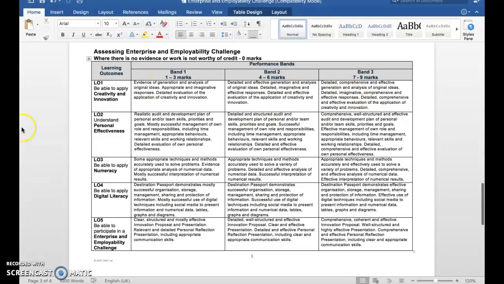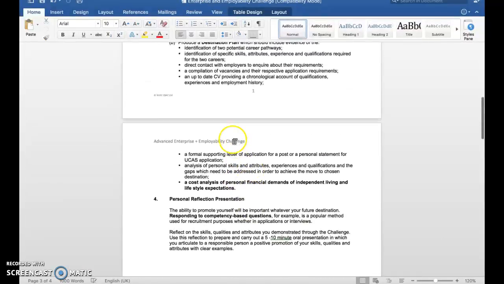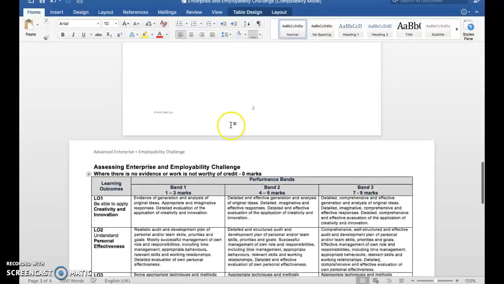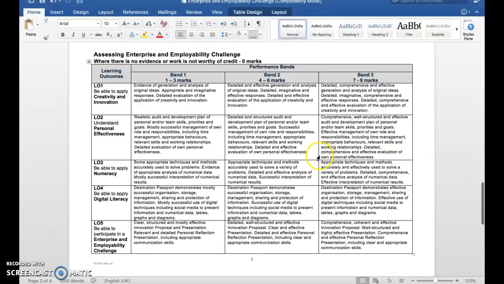So this is the mark scheme. To be noted, when your teacher grades this, they have to have everything in, because it's marked holistically, okay? You can pick up creativity and innovation marks through any of these tasks. You can pick up personal effectiveness marks through any of them. Numeracy is a little bit more limited, but you can pick it up in different areas throughout. Obviously, the financial piece of work you do will be the main area. And digital literacy, which is a term for ICT, is going to be right throughout it, okay? And then this one is your participation in the whole enterprise and employability challenge.